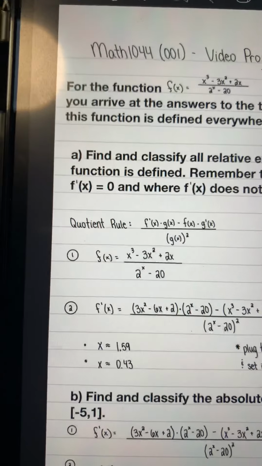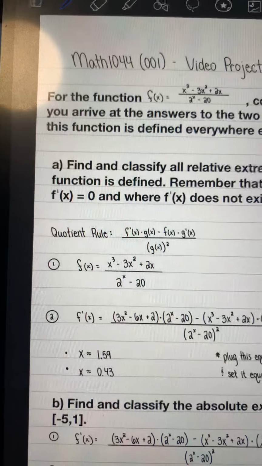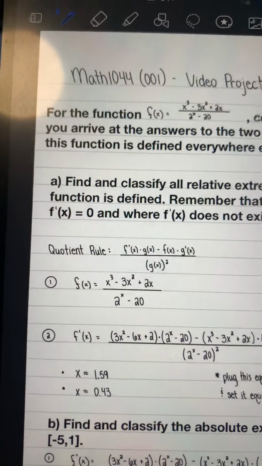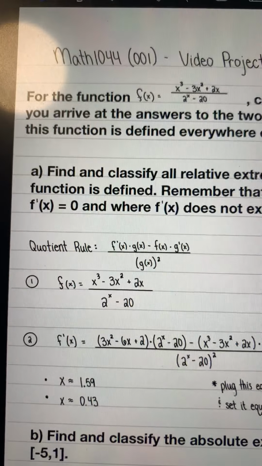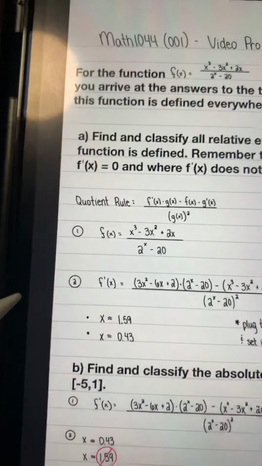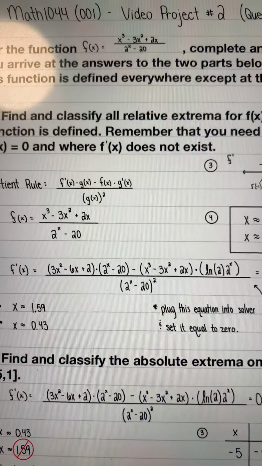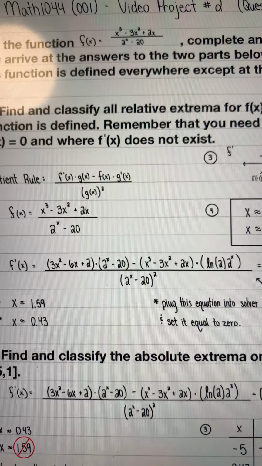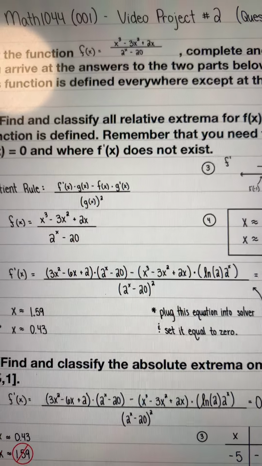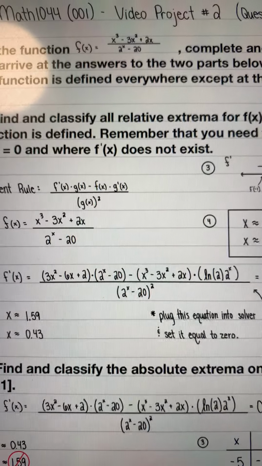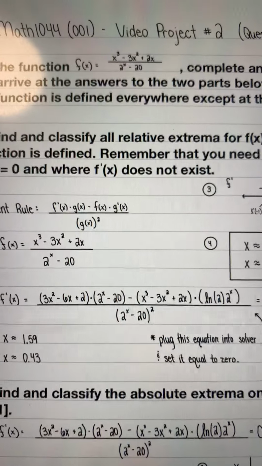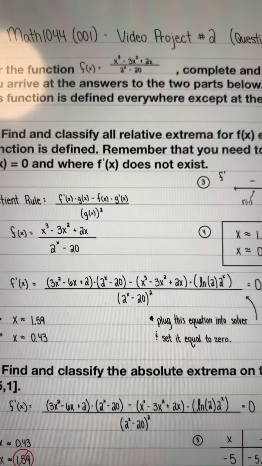To solve this, we need to use the quotient rule, which is the derivative of the top times the bottom minus the top times the derivative of the bottom, all over the bottom squared. To start, we need to take the original function and find the derivative of it, which is 3x squared minus 6x plus 2 times 2 raised to the x minus 20, minus x cubed minus 3x squared plus 2x times ln of 2 raised to the x, all over 2 raised to the x minus 20 squared.